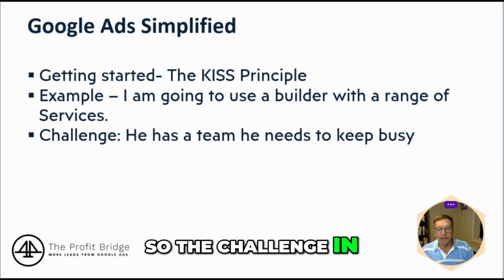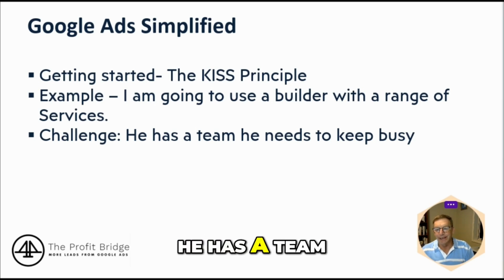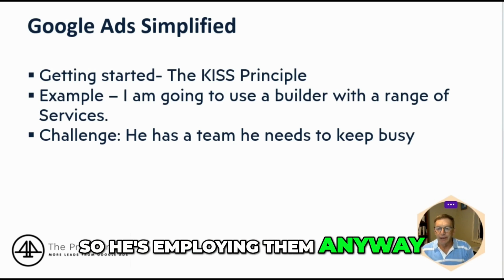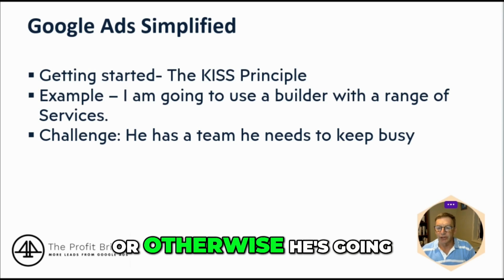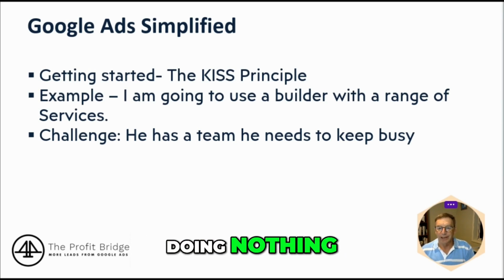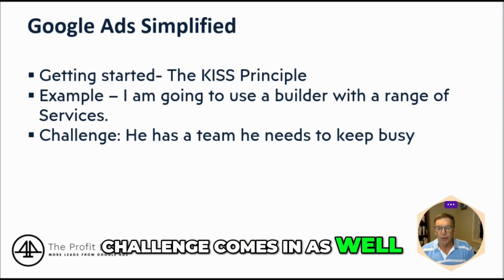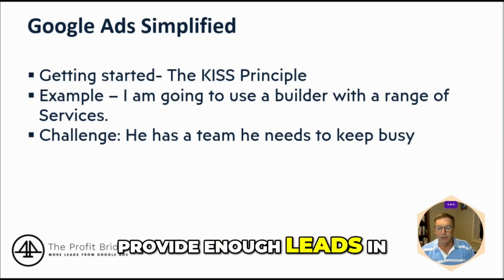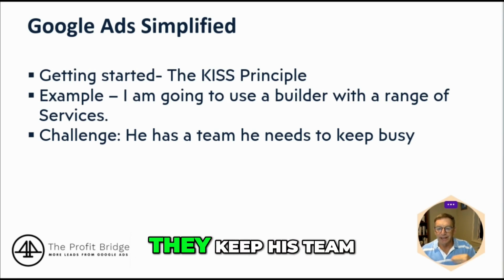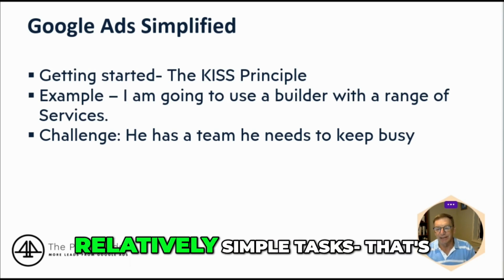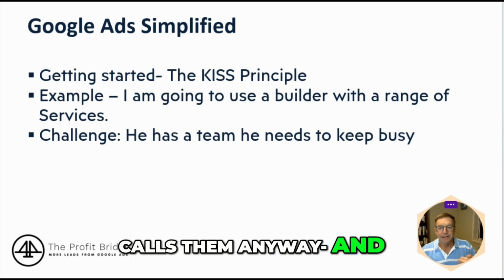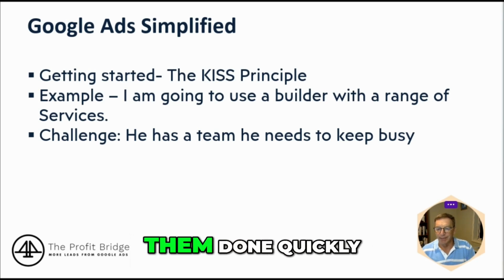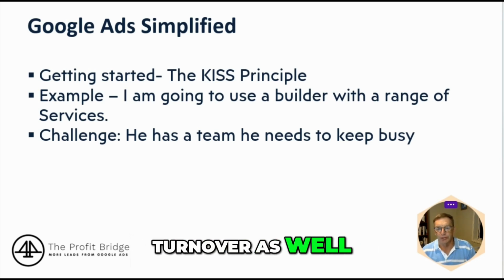So the challenge in this case is, as a builder, he has a team that he has to keep busy. He's employing them anyway, so he needs to keep them busy and employed, or otherwise he's got to pay them for doing nothing. That's where the challenge comes in as well. We want to make sure that we can provide enough leads in the door that keep his team busy, and they are relatively simple tasks. That's what my builder friend calls them anyway. And we can succeed on them quickly and get them done quickly, so you've got cash turnover as well.